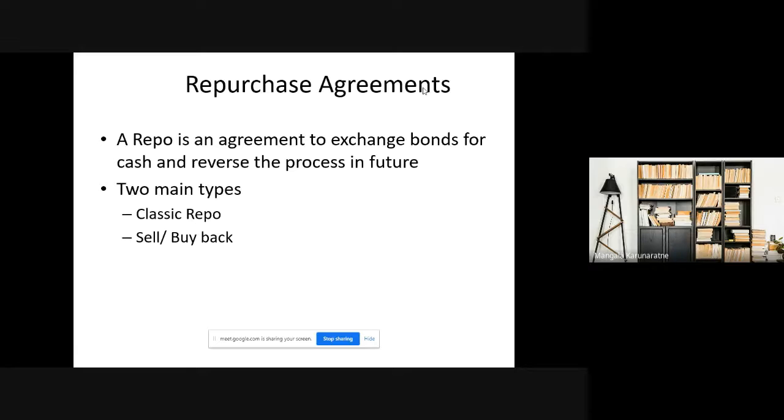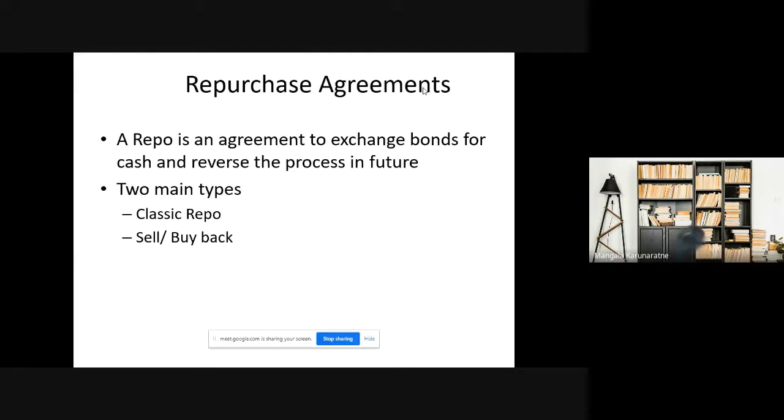Now going back to these types of repos. We have classic repos and sell and buyback. Classic repos are the ones we do every day. Those are very common in the market. I haven't seen a sell and buyback for a long time because the market doesn't do sell and buyback now. But there have been a few occasions where we came across sell and buyback repos.